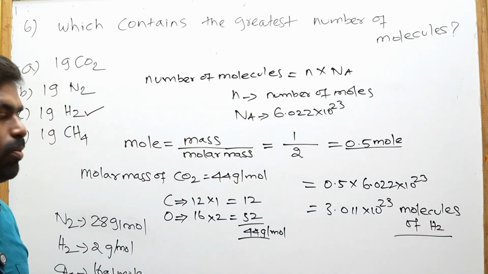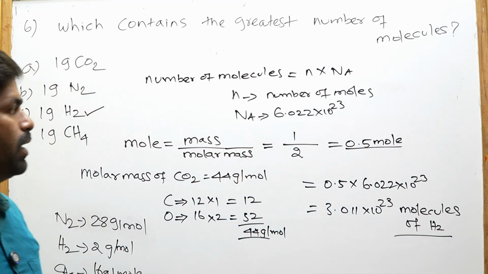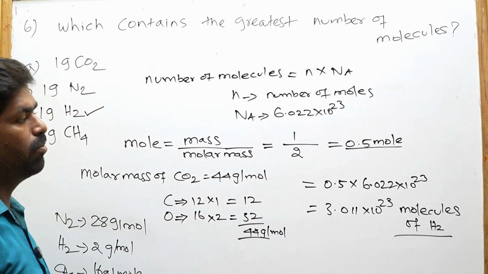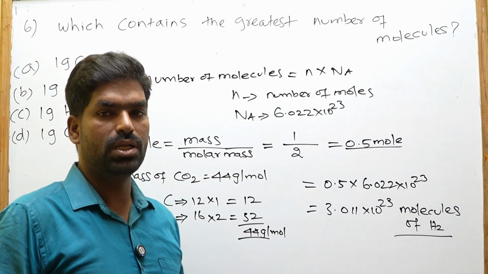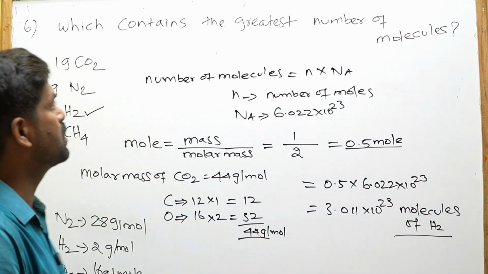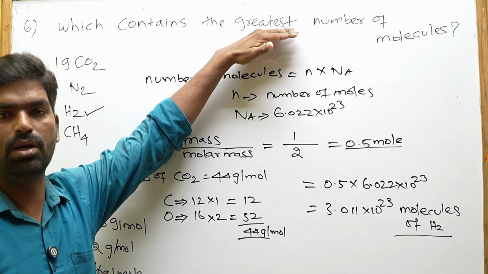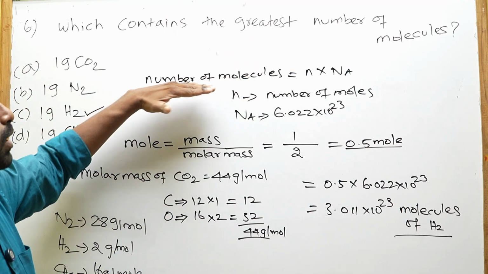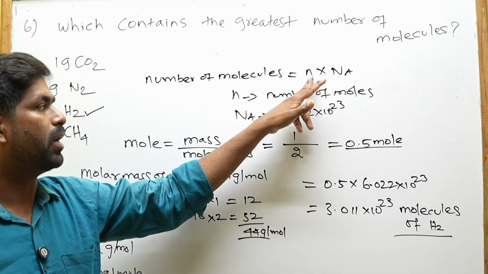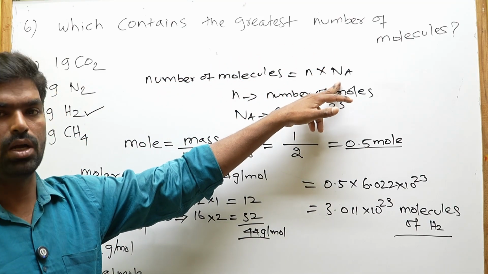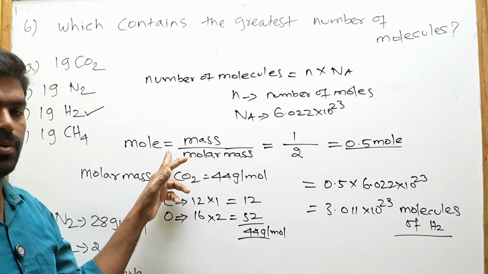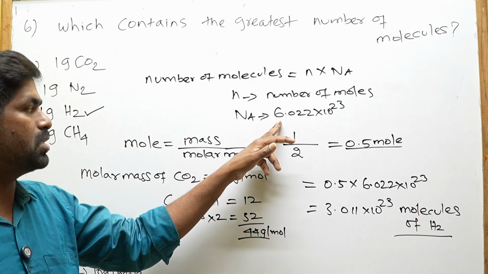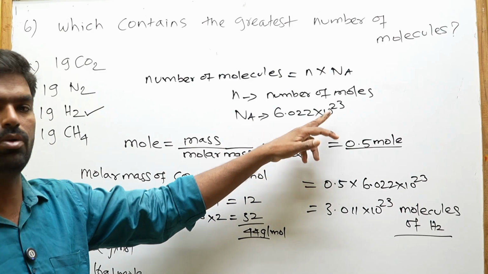Similarly, we can calculate the number of molecules for the other options. But the question is to find the greatest number of molecules, so that is what we have to find. Hope you understand. Let me summarize what we learned. First, look at the question: which contains the greatest number of molecules? Step 1, find the formula: number of molecules equals number of moles times Avogadro constant. Number of moles can be expressed as given mass by molar mass of the compound, and the Avogadro constant is 6.022 into 10 power 23.